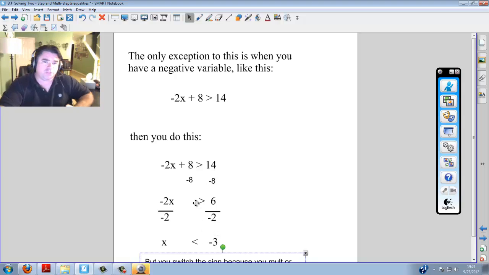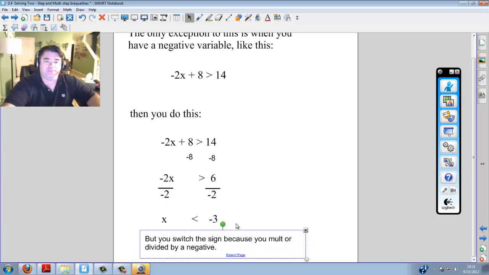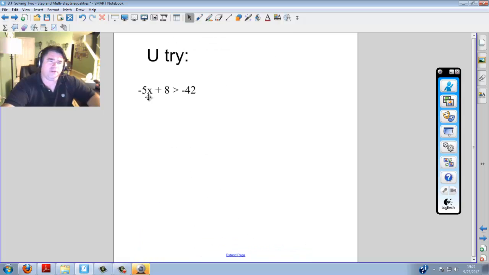However, because you're switching from a positive to a negative, or a negative to a positive, you have to switch the sign as well. Here's why. When you take 6 divided by negative 2, it goes from a positive to a negative. So the sign has to switch to follow it. So now x is less than negative 3, as explained there. Go ahead and you try.